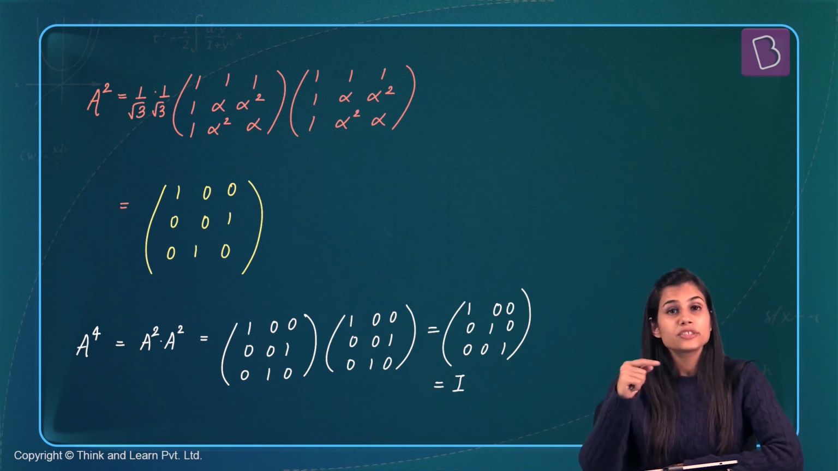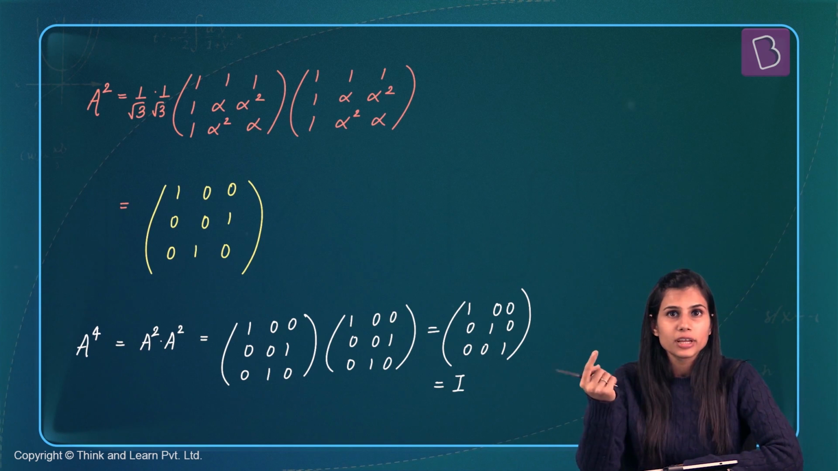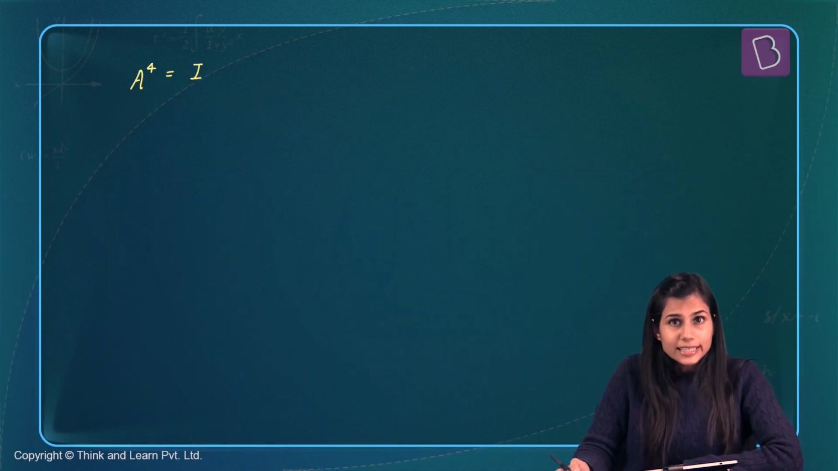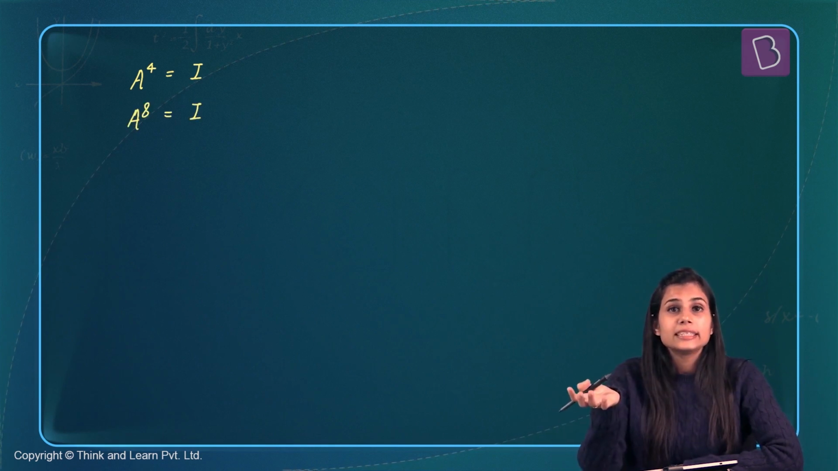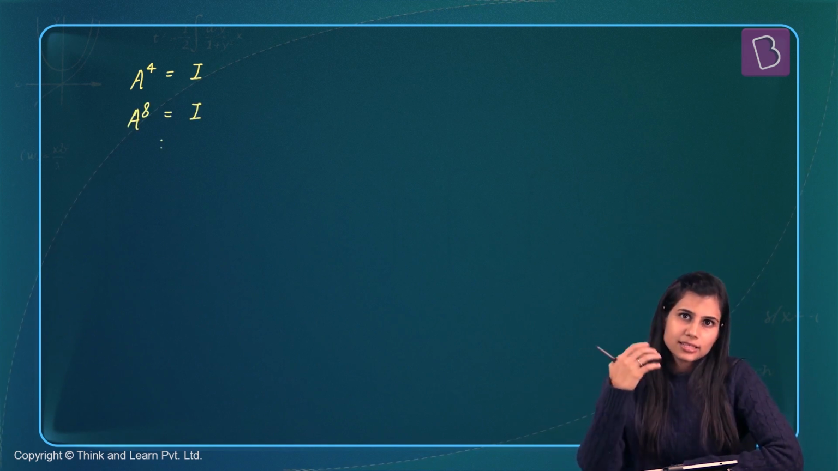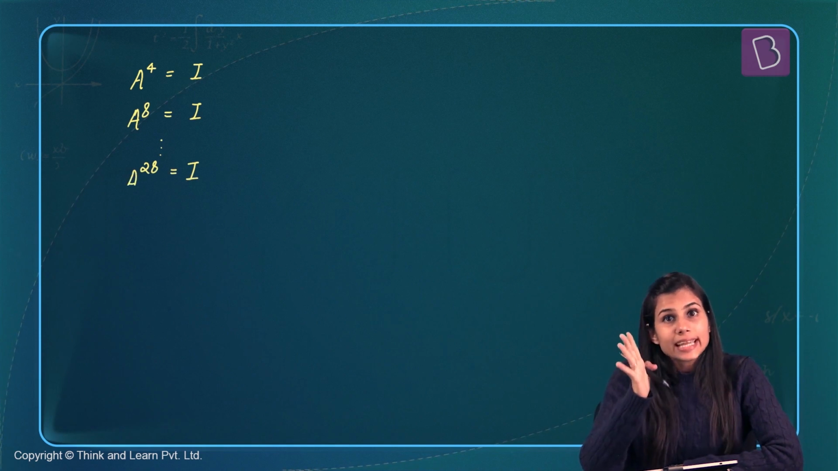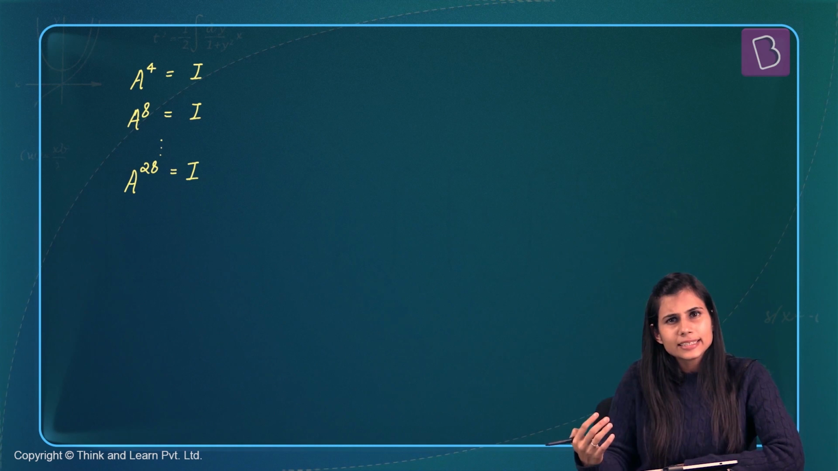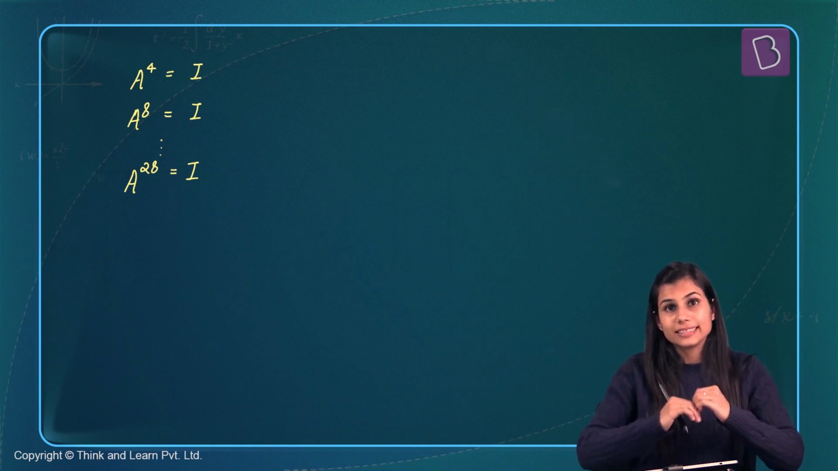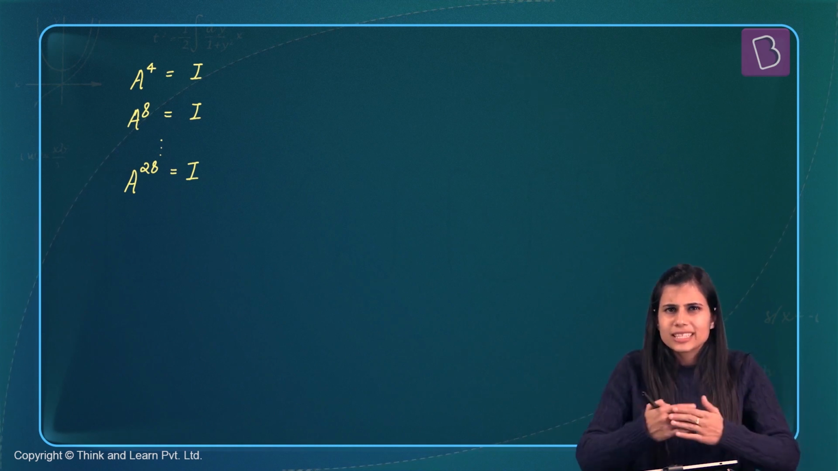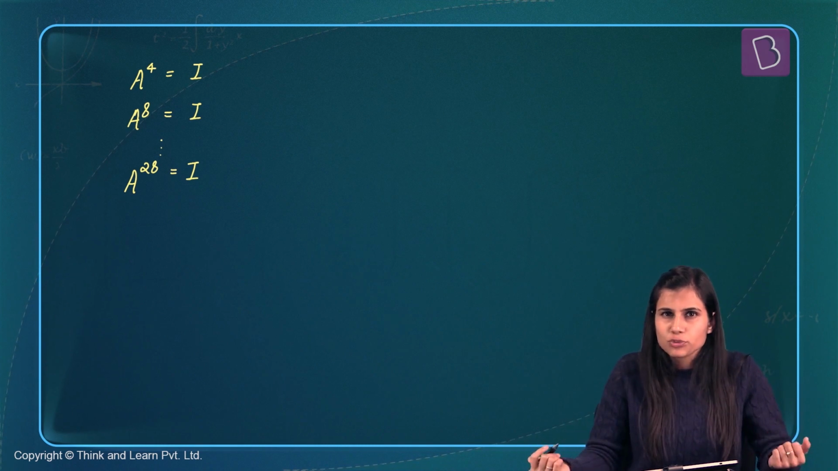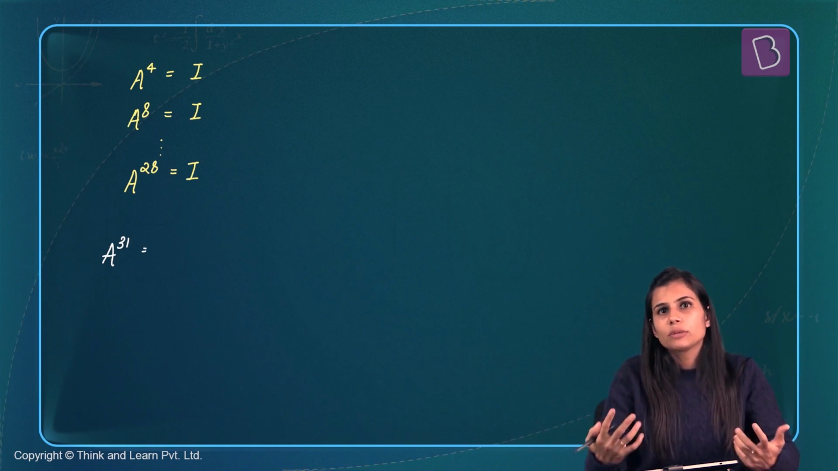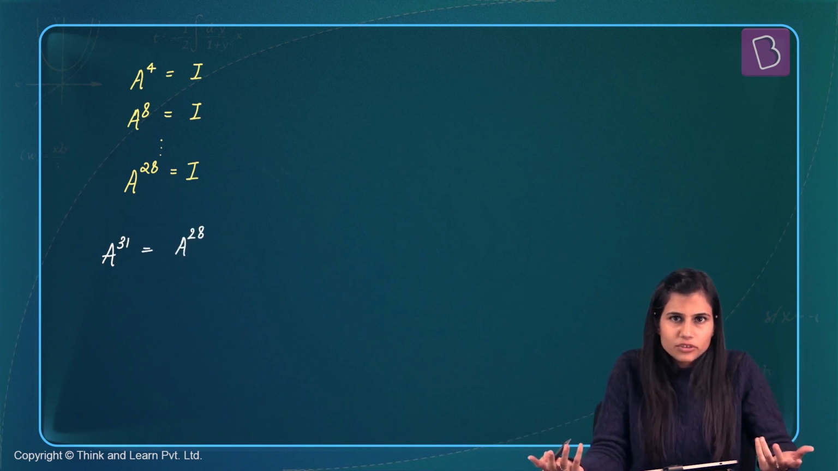That means A raised to any power which is a multiple of 4 is going to keep on coming out as the identity matrix. So if A to the power 4 is identity, A to the power 8 is identity, and so on. Last, I'm going to stop at A to the power 28 being identity, because after that, I'm going to have A to the power 32 as identity, and I want A to the power 31's value, right? So let's not go beyond 31, it's of no use. I'm going to express A to the power 31 with the help of A to the power 28, isn't it? That is what the drill is.